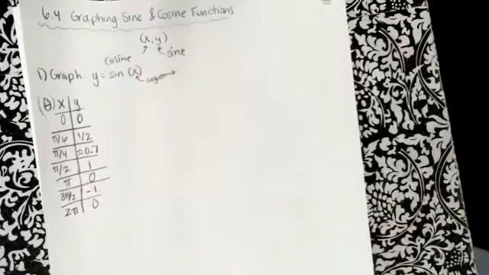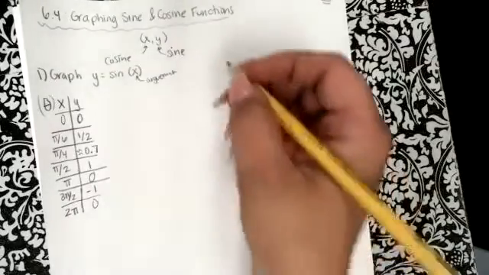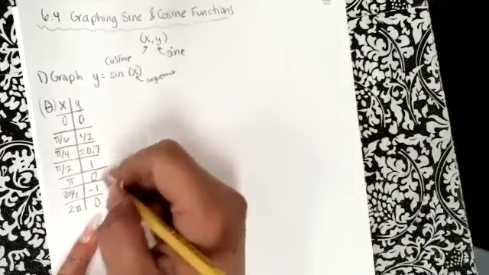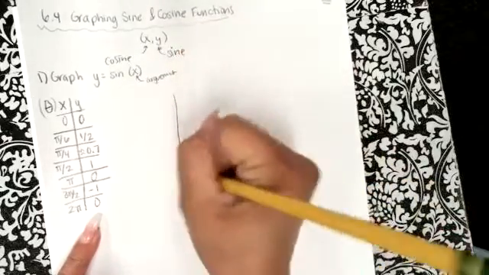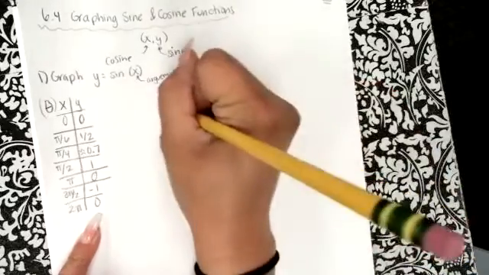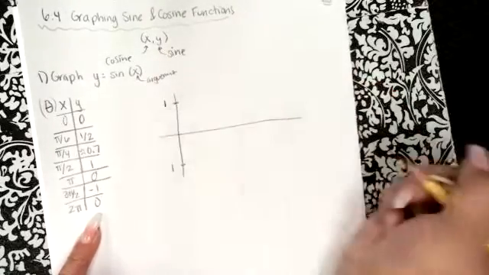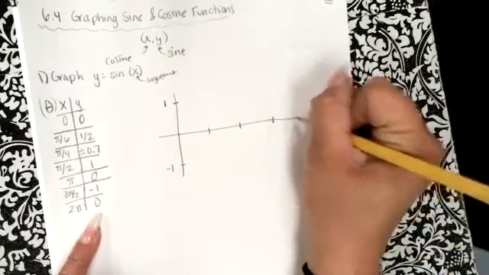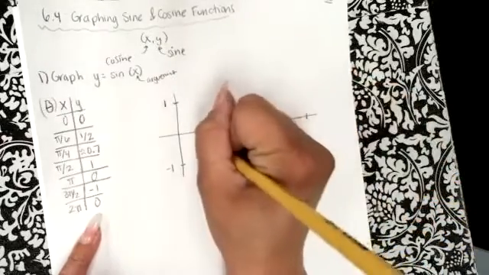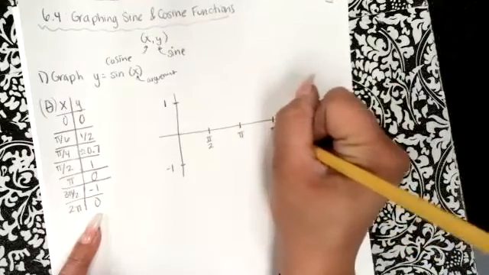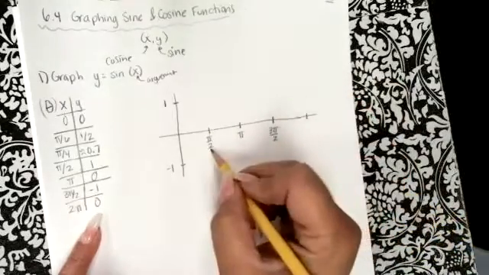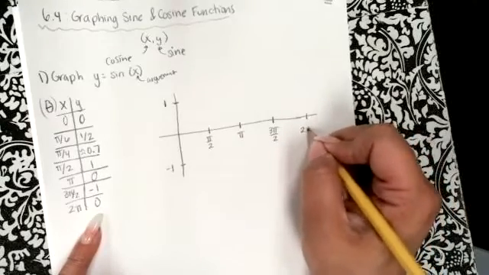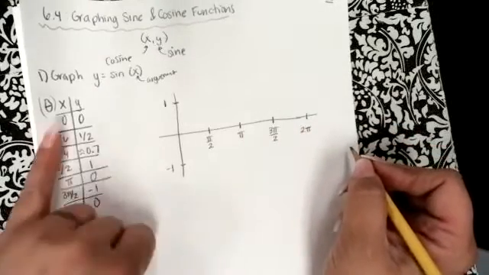So now I'm going to go ahead and graph this. If you notice the y values, the highest it goes is up to 1 and the lowest it goes is to -1. I'm going to go by pi over 2. That's pi, this is 3 pi over 2. So it's 1 pi over 2, 2 pi over 2 reduces to pi, 3 pi over 2, and this is 4 pi over 2, which reduces to 2 pi. And I'm going to start plugging in my points.